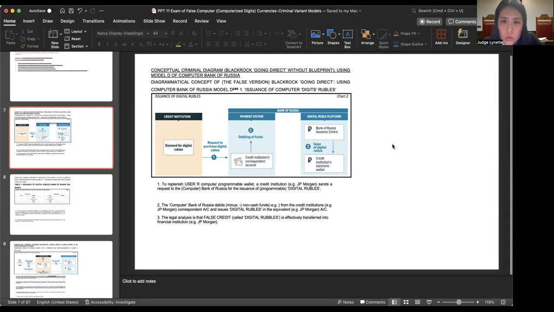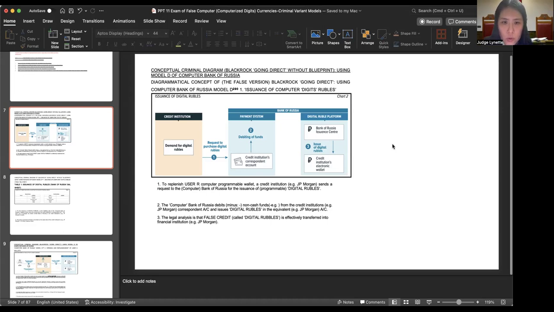So a credit institution, for example, JP Morgan, sends a request to the Computer Bank of Russia for the issuance of programmable digital rubles. So what happens is that an end user, a customer at JP Morgan, uses the JP Morgan app to request from the Computer Virtual Bank of Russia to issue him some programmable digital rubles, computer money, in Russian electronic currency.